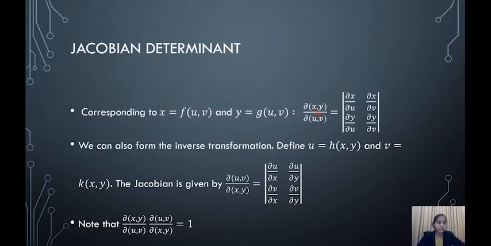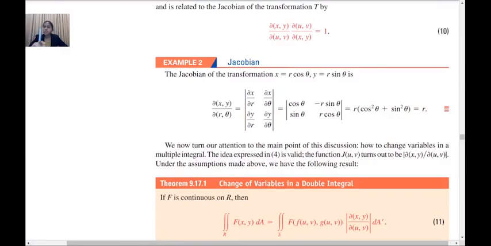Now there is an example to determine the Jacobian which is given in your textbook. It is easy. Determine the Jacobian of the transformation x = r cos θ and y = r sin θ. So we have to find ∂(x, y)/∂(r, θ). x is a function of r and θ. If we evaluate it, it is simple.